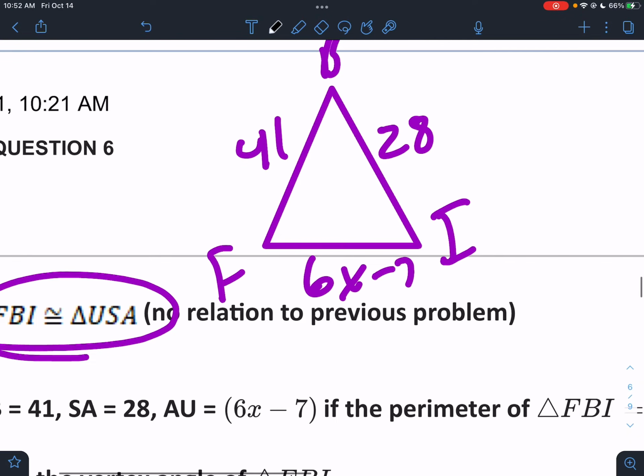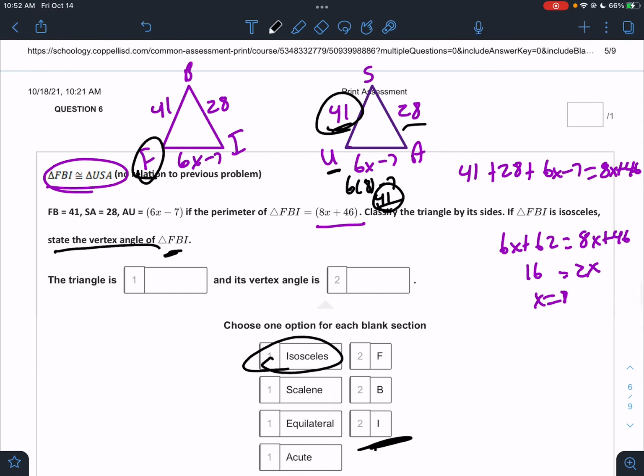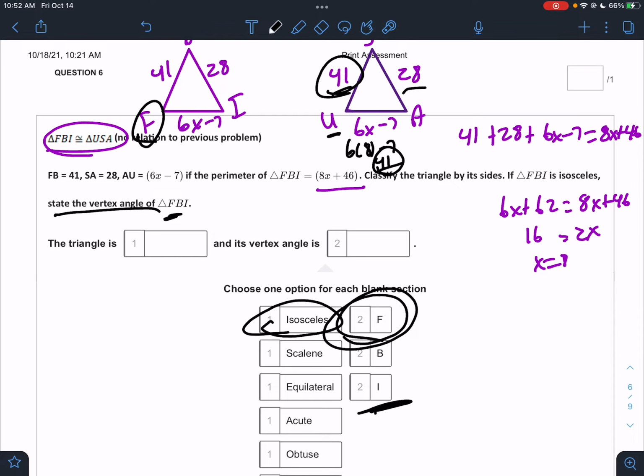Over here, it would have to be angle F. Which one did they want? State the vertex angle of FBI. So it's got to be F. So it's isosceles. Since F touches the 41s, remember the vertex angle touches the congruent sides. So we know that F is the vertex angle.